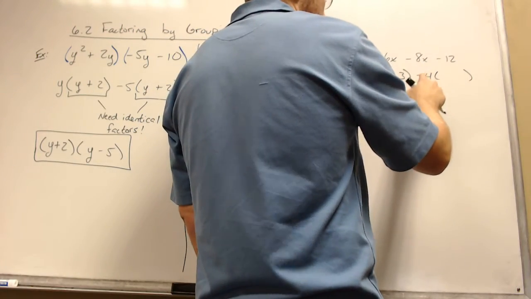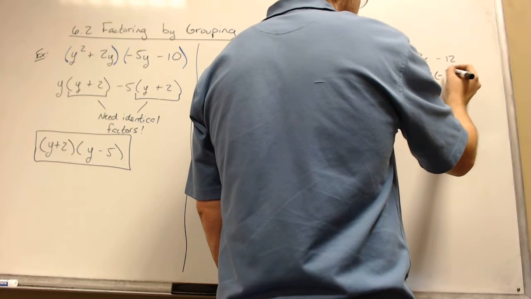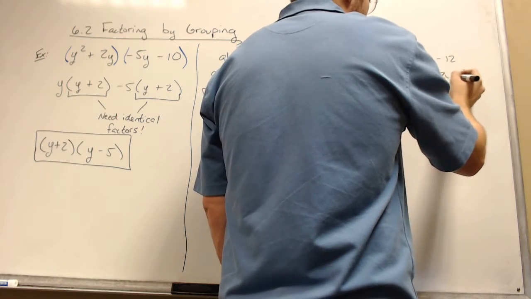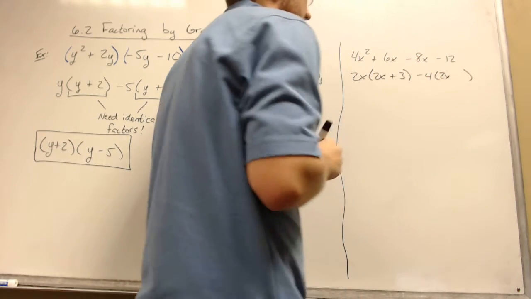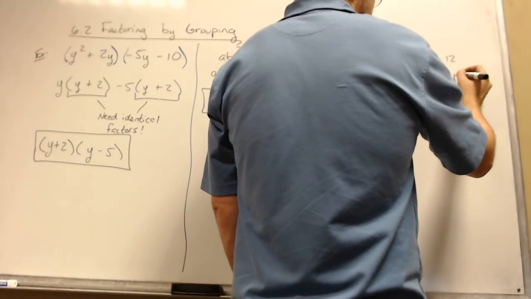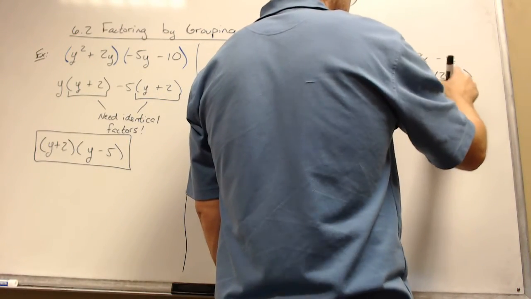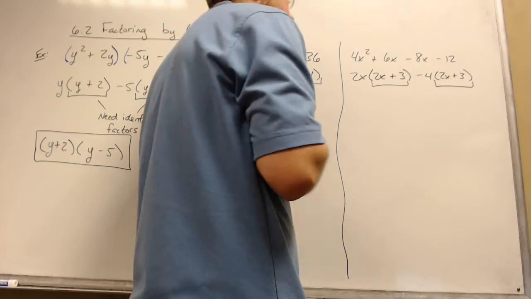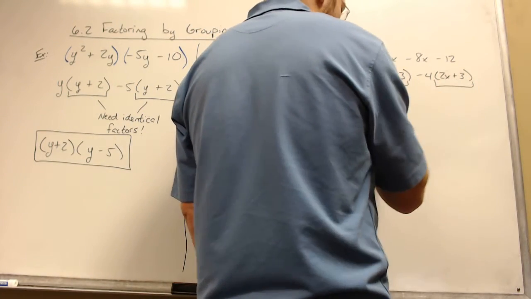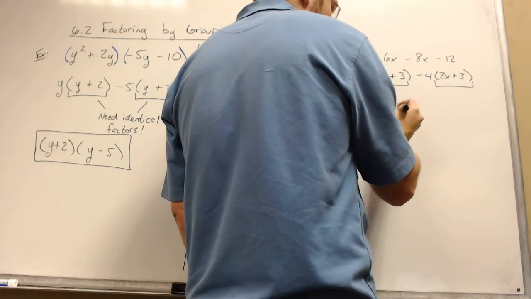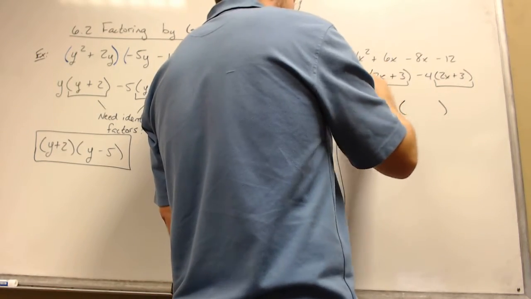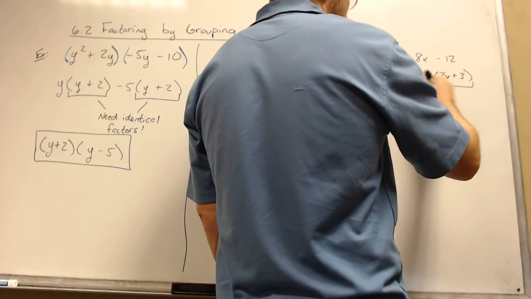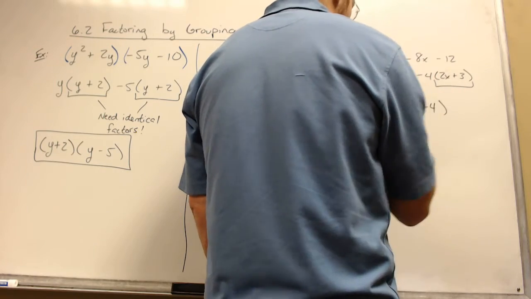If I divide this term by negative 4, negative 4 times 2x would be negative 8x. And negative 4 times positive 3 would be negative 12. And there we have it, perfect. 2x plus 3 common factors, this expression shares that 2x plus 3. We're going to remove it. So if I remove a 2x plus 3 from this big piece, I have a 2x left. If I remove a 2x plus 3 from this big piece, I have a negative 4 left. And we have that factored.